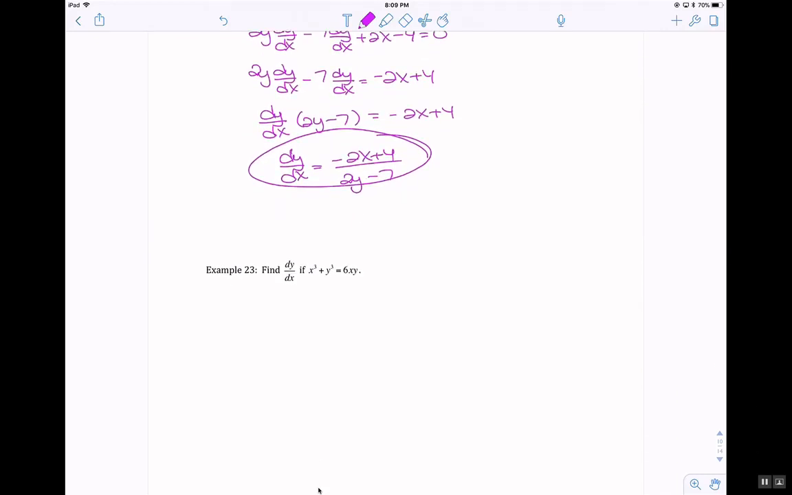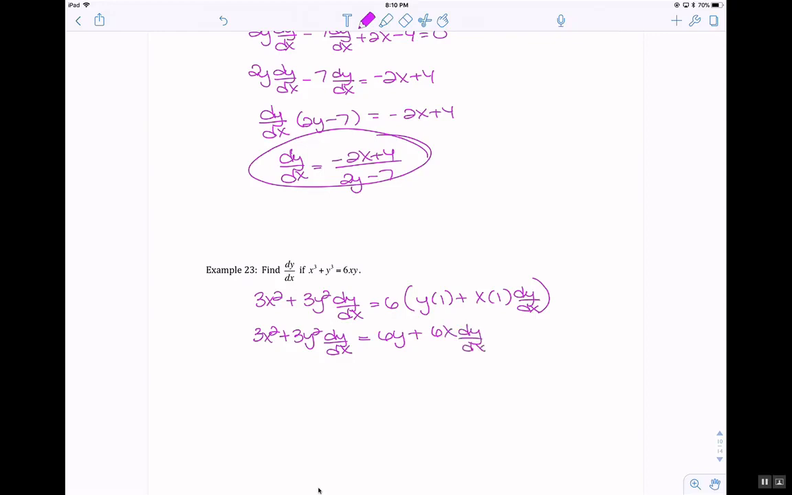Do the exact same thing. For example, 3x squared plus 3y squared dy/dx. On the right-hand side is a product rule. I can factor the 6 out. So I have y times the derivative of x plus x times the derivative of y. And remember, the derivative of y is 1 dy/dx. So I get 3x squared plus 3y squared dy/dx is equal to 6y plus 6x dy/dx.